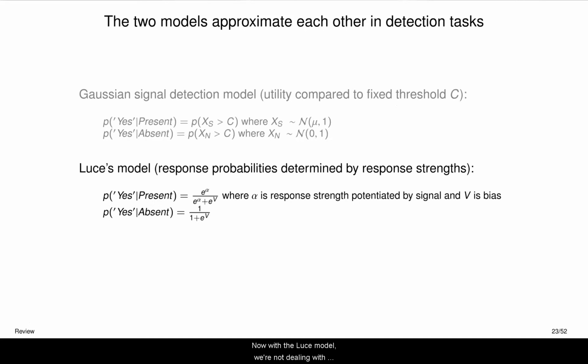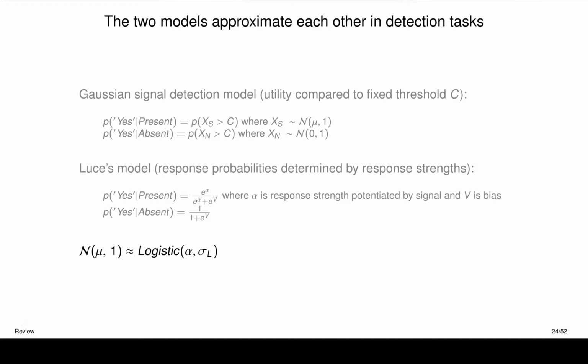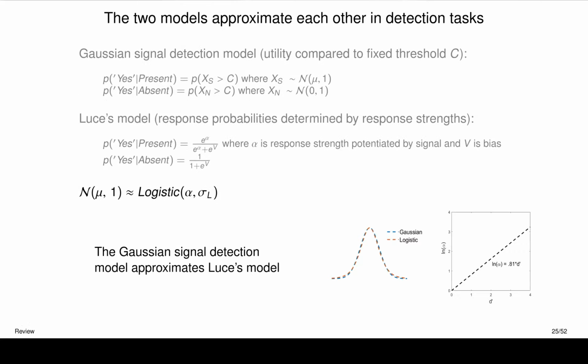Now with the Luce model, we're not dealing with random utilities, but response strings. So these probabilities can be calculated directly from the formula, where alpha is a parameter that captures the response strength potentiated by the target, and V is a bias parameter. The connection between these two models follows simply from the fact that the logistic distribution approximates the Gaussian distribution and vice versa. And these two plots simply show that these distributions are close approximations of each other, and also that with a simple transformation, parameters from these models are functionally proportional to one another. So again, in a detection task, these models are closely related.